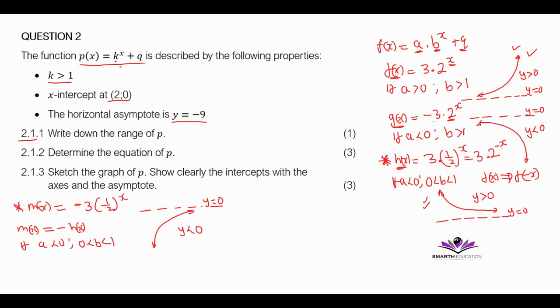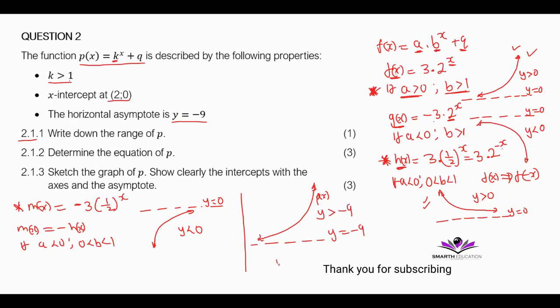Let's go back to our question. k is greater than 1, and our a is also positive. So we have the situation where a is positive and the base is greater than 1. So the graph for p of x will be shaped like this. The asymptote is y is equal to -9, meaning the graph is above -9. So the range is y is greater than -9. That's the answer. The range is y is greater than -9.